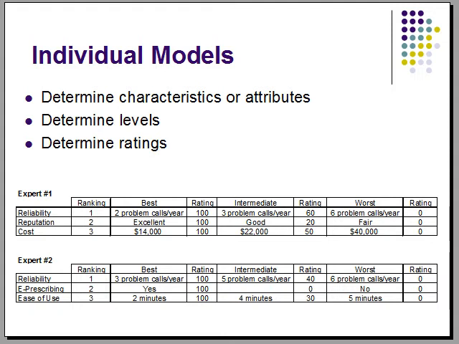To do this, I said, for example, if 2 problem calls per year is a 100 and 6 problem calls per year is a 0, what is 3 problem calls per year? Expert number 1 said 60. I did this with each expert and each attribute. This is how I obtained the ratings you see.